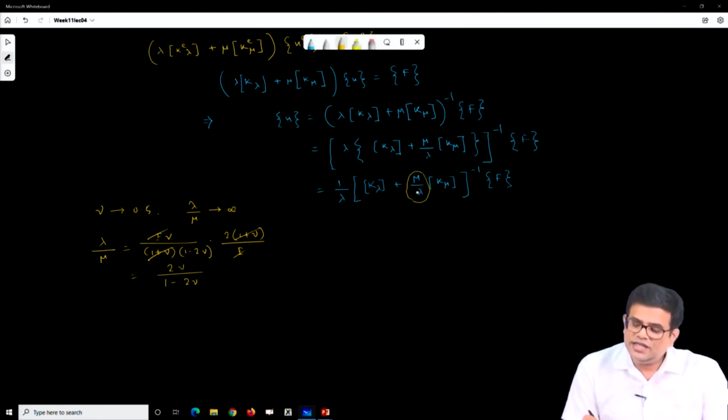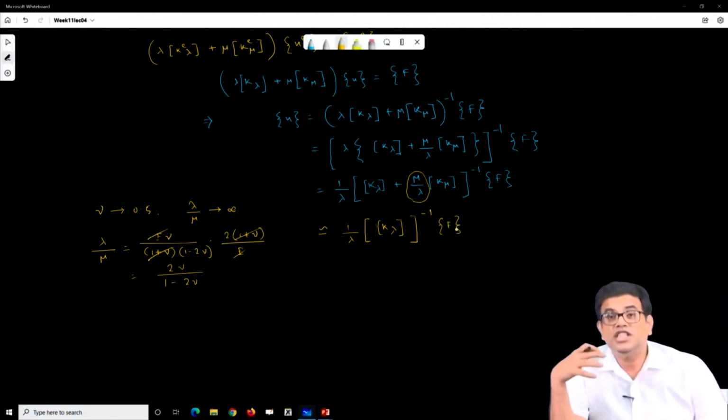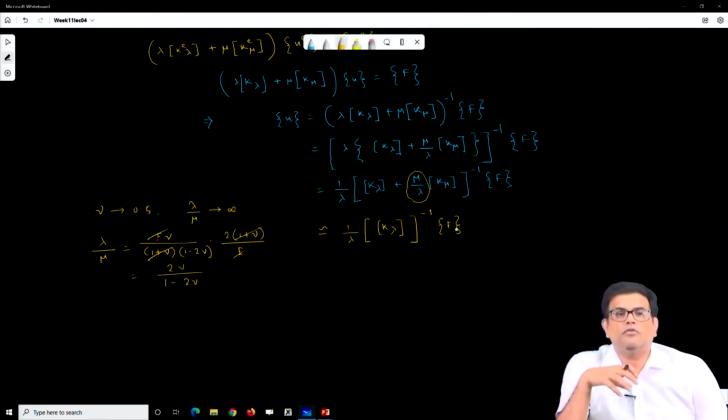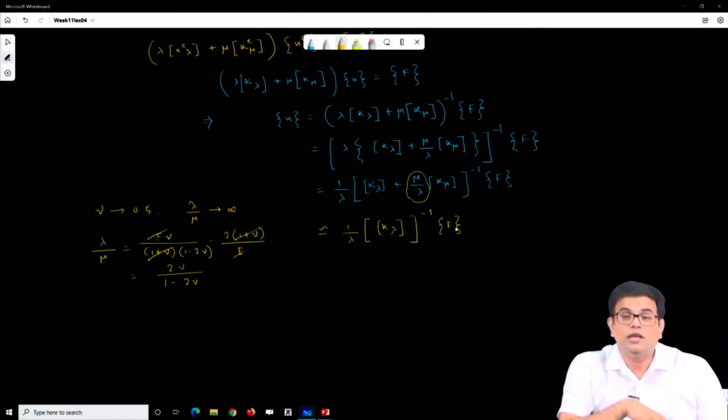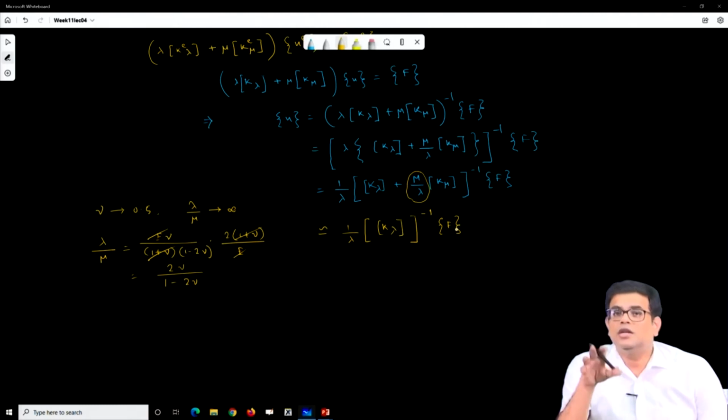If this quantity goes to 0, then this can be approximated as (1 by lambda K lambda) to the power inverse into F. What is the meaning of this? In the case of a Poisson's ratio going to 0.5, volumetric deformation is supposed to be 0, but the shear or deviatoric part of the deformation will be the main deformation.